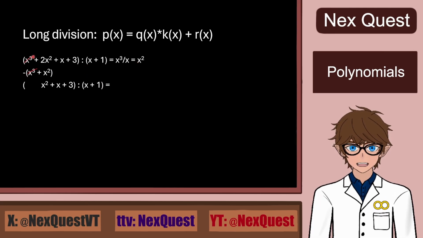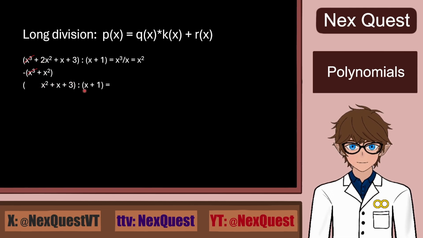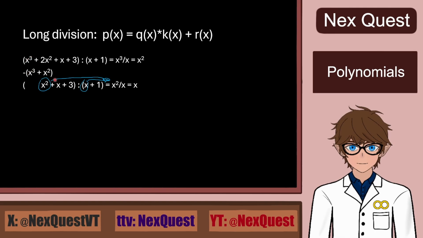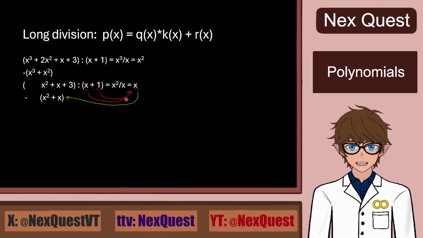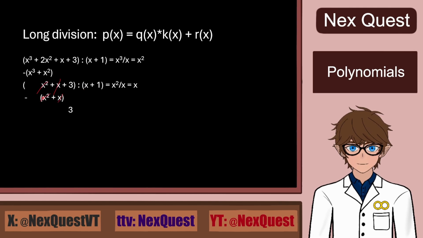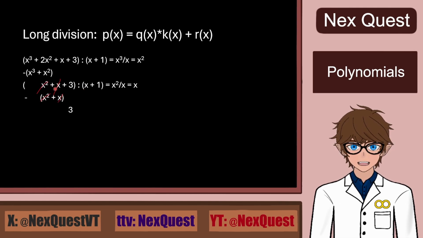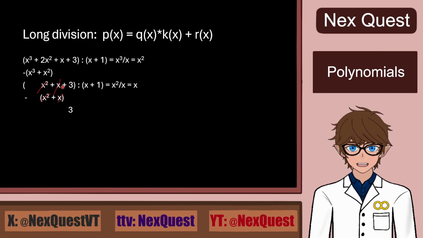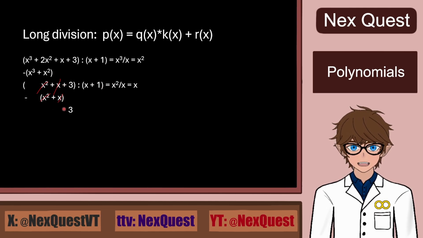We see that the x to the power of 3 gets cancelled out, and we're left with x squared plus x plus 3. So we repeat the division with q of x again, since the degree x to the power of 2 is greater than x to the power of 1. Now we divide the first 2 terms again. We get x. We multiply that back with x plus 1. We get x squared plus x. We see that both x squared and x get cancelled here, so we're left with only 3. And since 3 has a degree of 0, which is less than 1, we stop here.